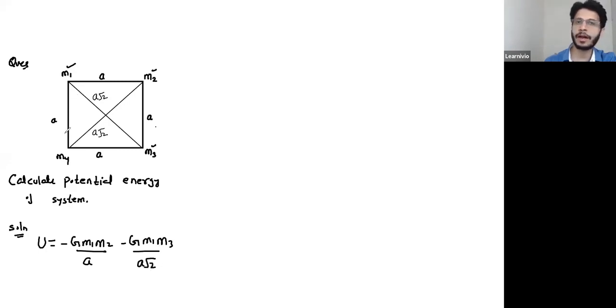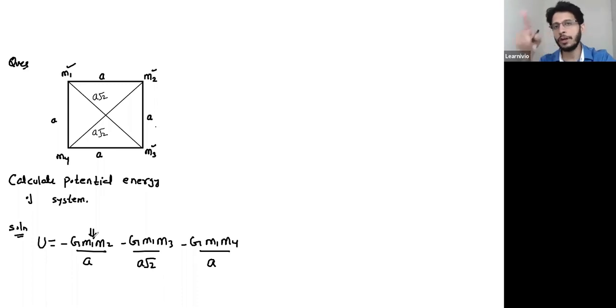Then this M1 will interact with this M4. This is minus G M1 M4 over A. So these are all interactions of M1. Then we take interactions of M2. M2 can interact with M1, but we have already counted this interaction.